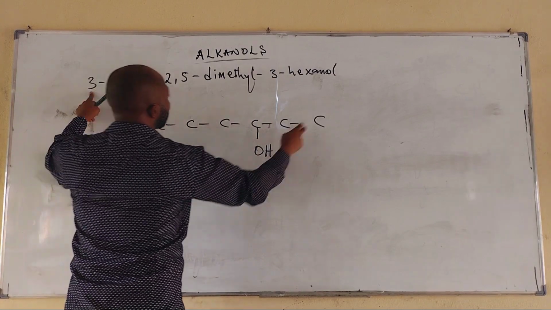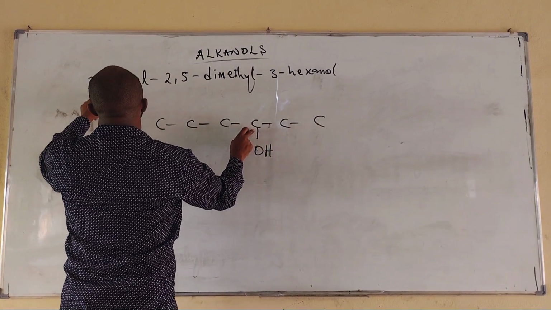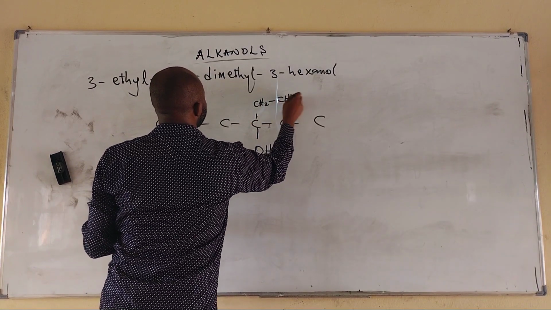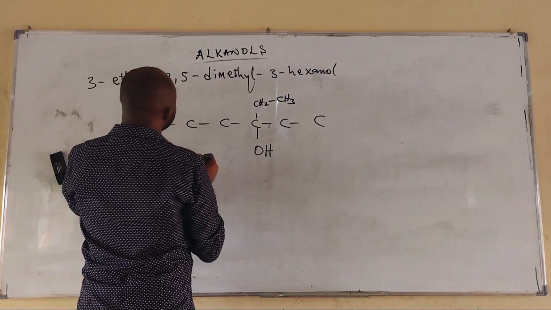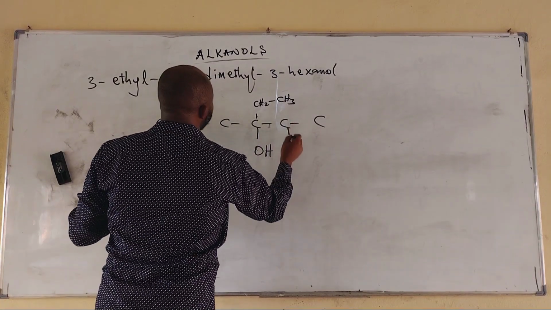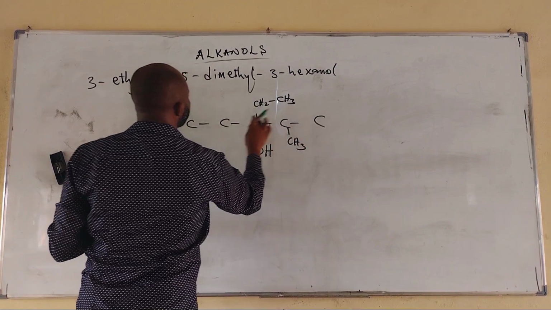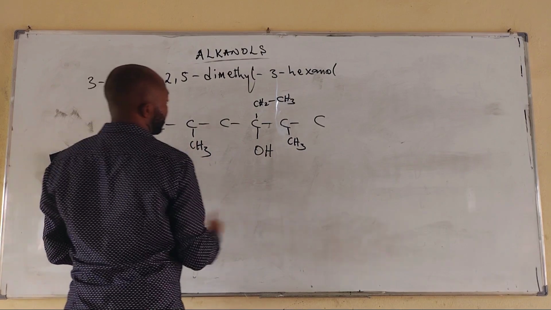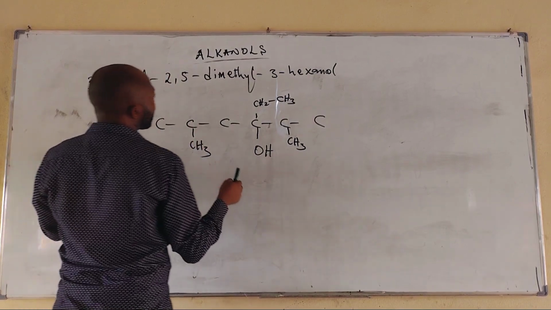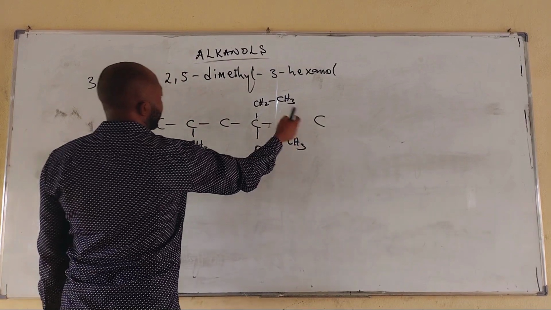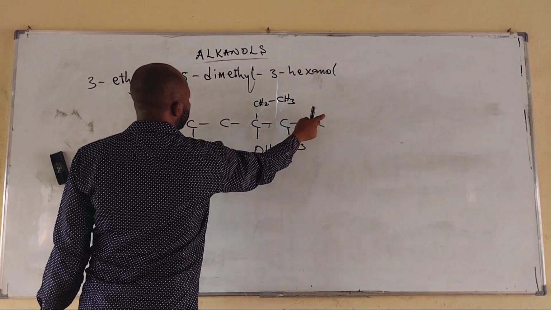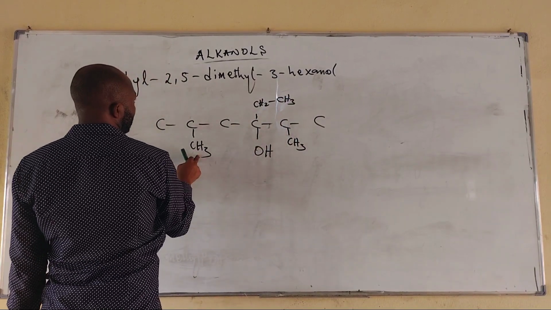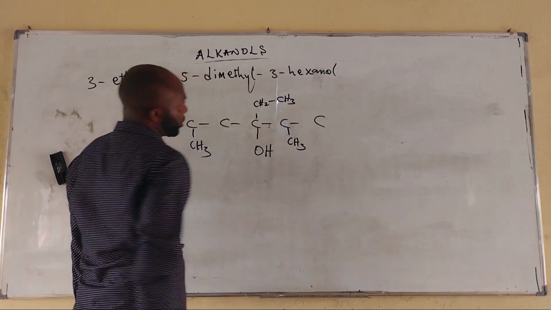3-ethyl. 1, 2, 3. This is ethyl. It's in carbon 3. We have CH2, CH3. 3-ethyl. 2,5-dimethyl, CH3. 1, 2, 3, 4, 5. CH3. Okay, from there, this is it. Now, E comes before M. So that is why it is 3-ethyl-2,5-dimethyl-3-hexanol.